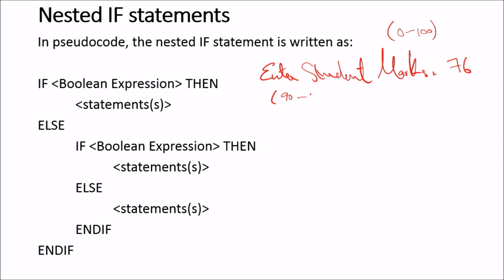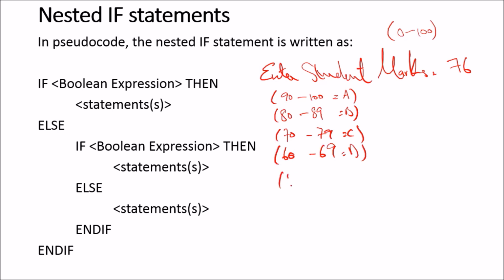If it is from 90 to 100, the grade is A. If it's from 80 to 89, B. From 70 to 79, he's getting C, and from 60 to 69 he's getting D, and from 50 to 59 he's getting E, right? And from 40 to 49 he's getting D, and if it's in the range 0 to 39, he is getting U grade, ungraded.